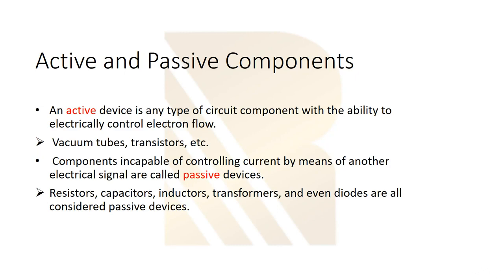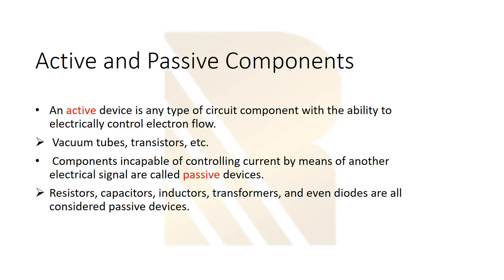An active device is any type of circuit component with the ability to electrically control current flow. So we can control the current passing through the active device. We can increase or decrease it. Examples are vacuum tubes and transistors.